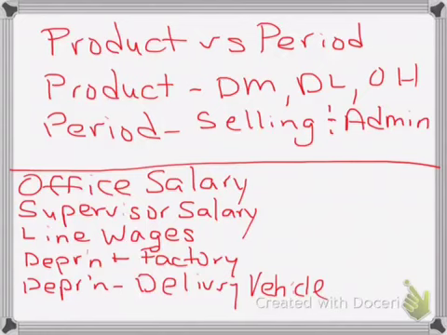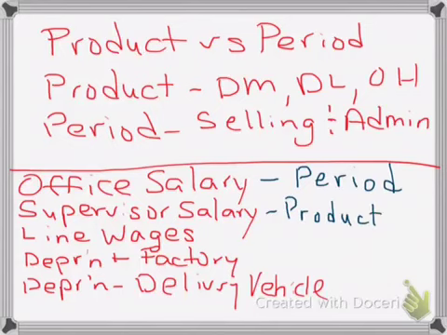So we look at office salary. Office salary is part of administration, and therefore this is actually going to be a period cost because it does not have anything to do with the actual manufacturing of this product. The next thing we look at is supervisor salary. Well, supervisor salary does have to do with the product cost because we are supervising people that are producing this product. But since they're not directly related and hands-on with this product, it is going to be a part of our overhead.